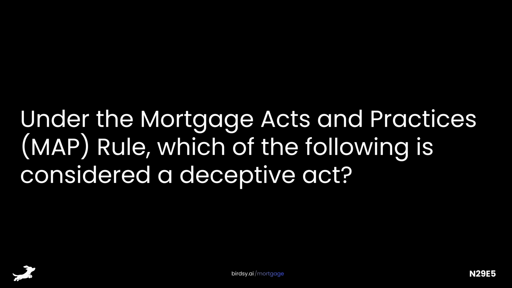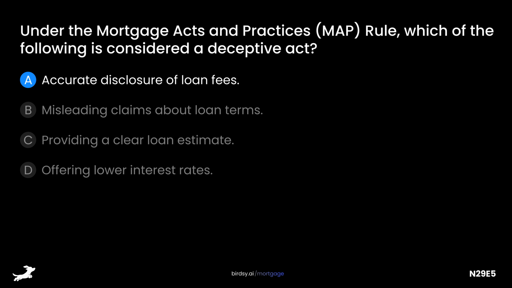Under the Mortgage Acts and Practices Rule, which of the following is considered a deceptive act? Is it A, accurate disclosure of loan fees, B, misleading claims about loan terms, C, providing a clear loan estimate, or D, offering lower interest rates? The answer is B, misleading claims about loan terms.